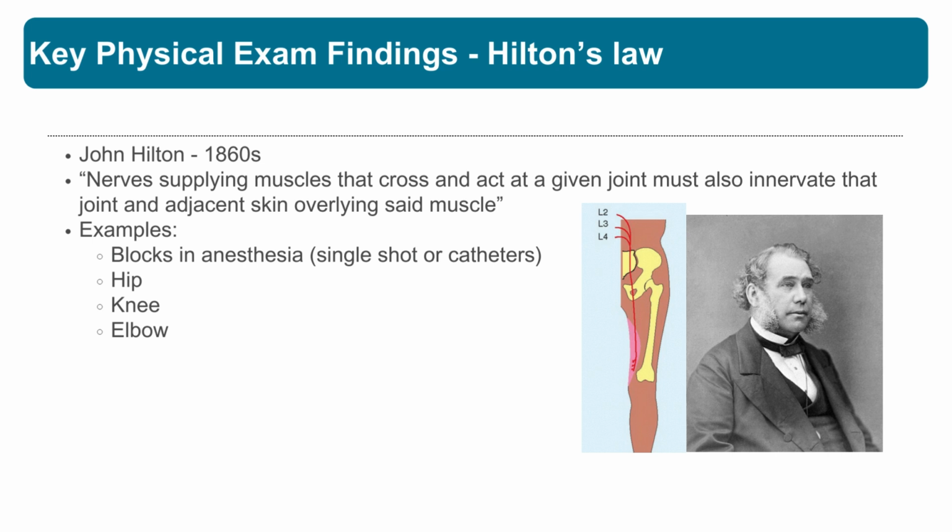John Hilton was an anatomist in the 1860s who came up with this principle about essentially what we call referred pain. And so he came up with this idea that said nerves that supply a muscle that acts at a given joint must therefore also innervate that joint and the adjacent skin. And so this is why we typically will use blocks in anesthesia. It's also why the obturator nerve typically will run past the hip and manifest as knee pain. So someone who has a hip pathology, like a SCFE, for example, may in fact only present with knee pain.